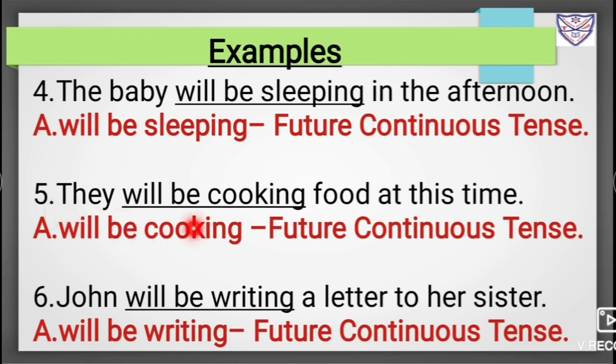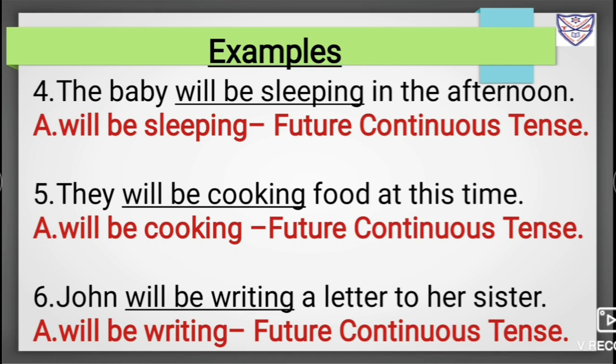Number 5, they will be cooking food at this time. Over here they is used as a subject. After this subject we have a helping verb, and that helping verb is will be. Then we have verb plus ing form, which is cook plus ing, that is cooking. Therefore we can say this verb will be cooking is in future continuous tense, as the verb will be cooking shows an action that will be going on or continuing somewhere in the future time. Still it has not started, but it will start somewhere in the future time, and it will be in continuous or ongoing form.